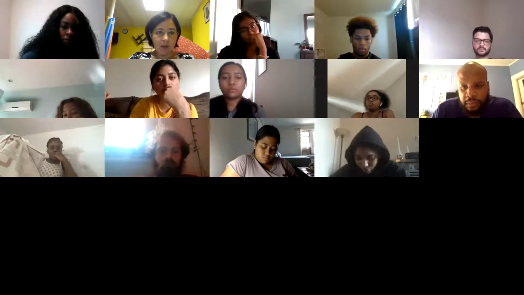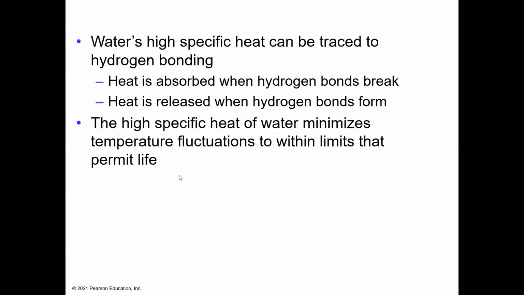Okay, so let's go back to this. So this is specific heat. Now, specific heat is related to hydrogen bonding. Heat is absorbed when hydrogen bonds break. Interesting, right? Heat is released when hydrogen bonds form. What does it mean? Heat is absorbed when water evaporates. Yes? Heat is released when water undergoes what?